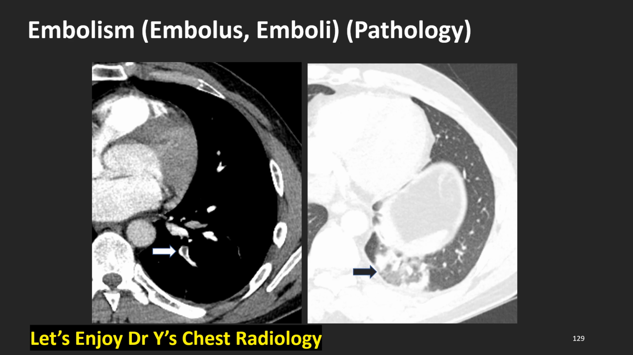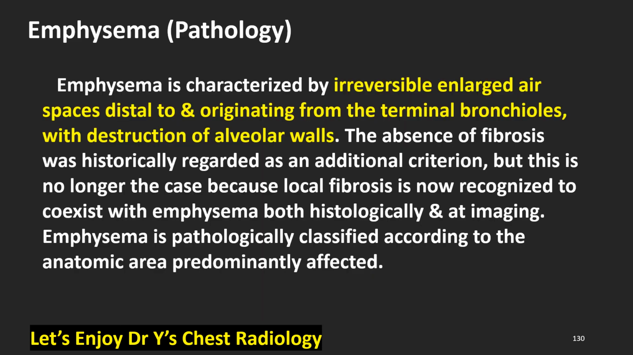Emphysema pathology. Emphysema is characterized by irreversible enlarged air spaces distal to and originating from the terminal bronchioles with destruction of alveolar walls. The absence of fibrosis was historically regarded as an additional criterion, but this is no longer the case because local fibrosis is now recognized to coexist with emphysema both histologically and at imaging. Emphysema is pathologically classified according to the anatomic area predominantly affected.